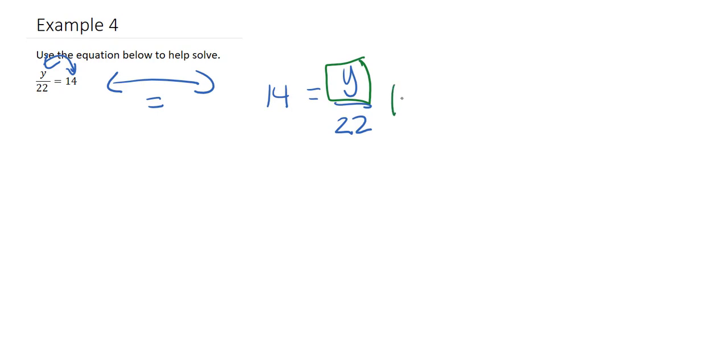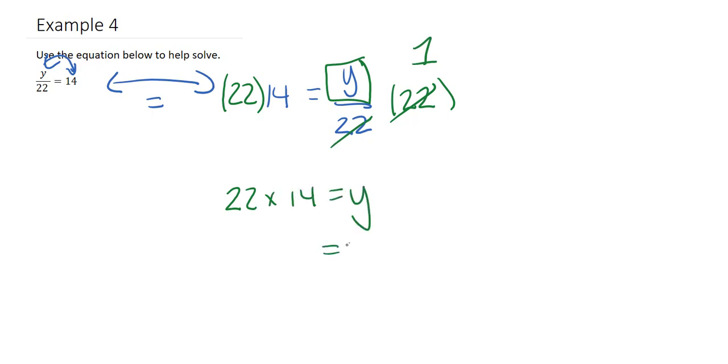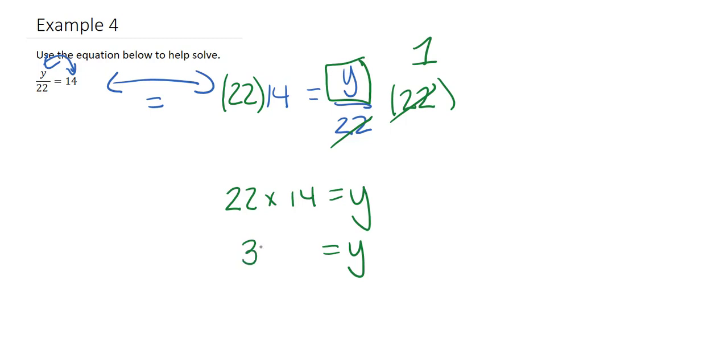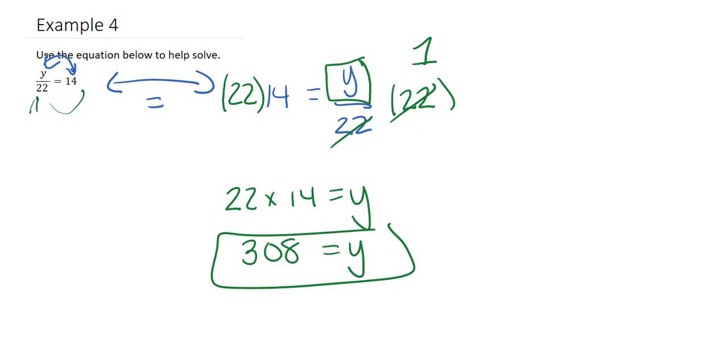The only way we do that is we multiply by 22 on both sides. If we do that, this just becomes 1. And then we have 22 times 14, and that's equal to y. So y, when we get our calculators out, 22 times 14 is equal to 308. So remember, it doesn't matter where the variable is on either side, or it could look like this. But the whole point is to continue to get y by itself, and you just continue to do the same steps.